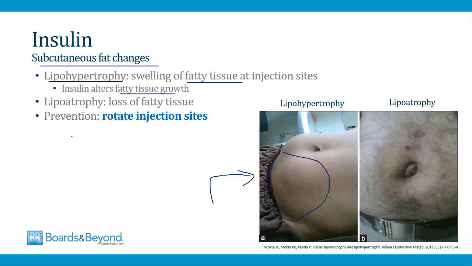Another subcutaneous fat change that can occur from insulin is lipoatrophy. This is loss of fatty tissue, and that will look like this picture here where this man has a depression in the skin at sites where he's been injecting insulin. And so to prevent patients from developing subcutaneous fat changes, they're advised to rotate their injection sites. Usually these changes only occur after multiple injections in the same site. And that concludes our module on insulin.